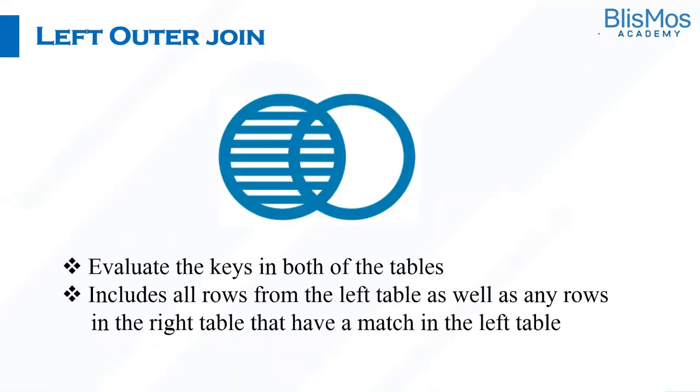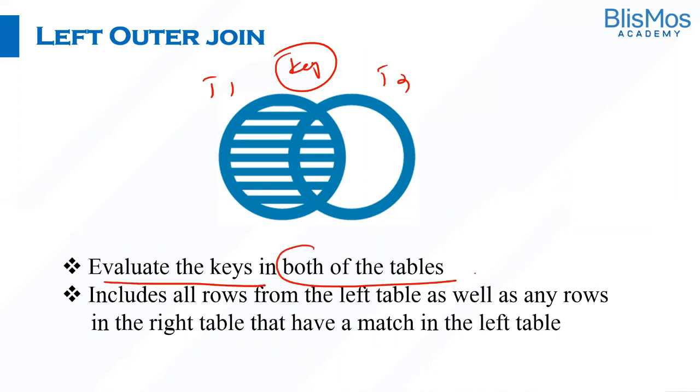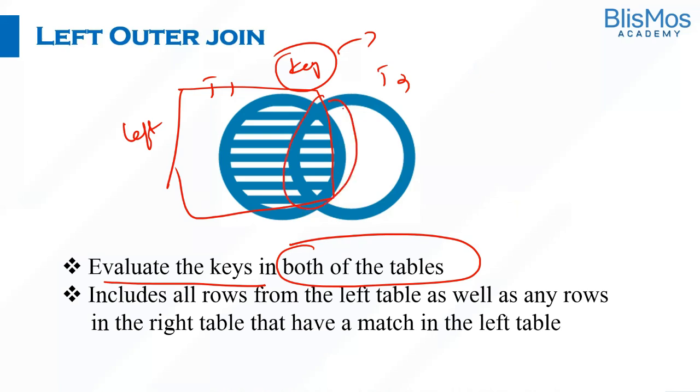In the left outer join, we are bringing together the two tables, table 1, table 2, based on a common key. So when we are joining two tables, it will evaluate the keys in both of the tables, the key which you have decided on which you will be doing a join. So in the left outer join, after evaluating the keys on both the tables, it includes all the rows from the left table, only the matching rows from the right table. Let me summarize. Left outer join will include all the rows or records from the left table, only the matching rows from the right table.